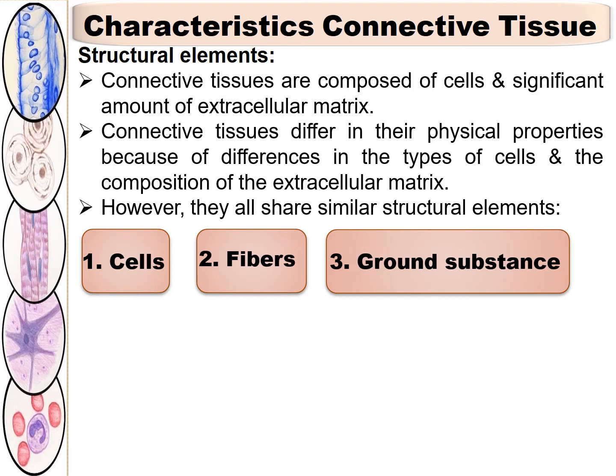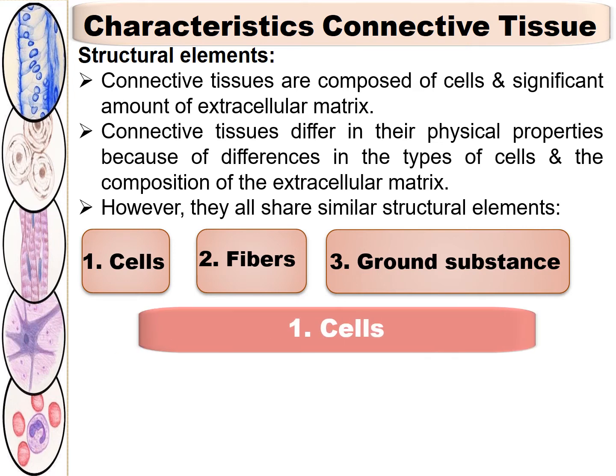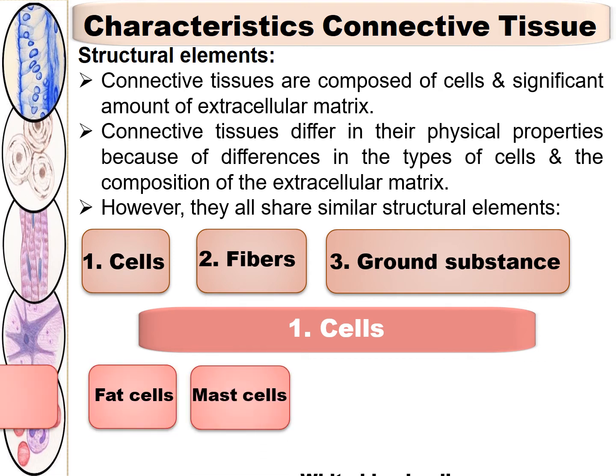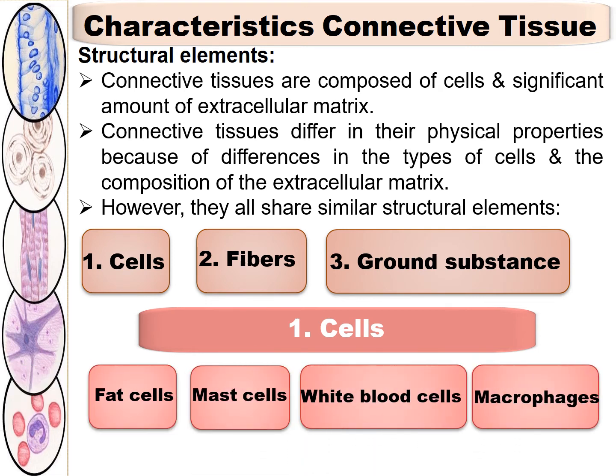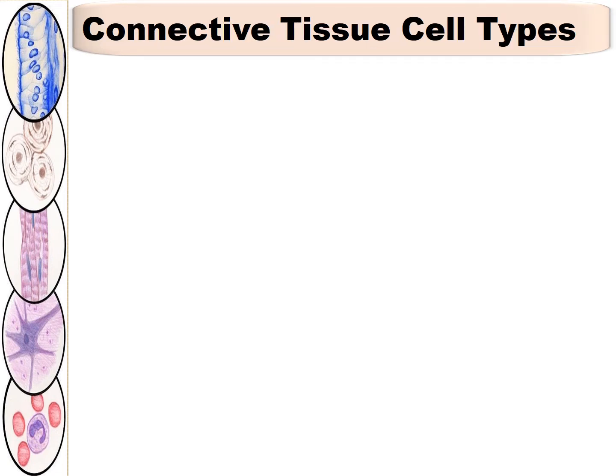Start with the first element of connective tissue, that is the cell. The following types of cells are found in connective tissue: fat cells, mast cells, white blood cells, and macrophages. So, one of the structural elements is the cell. Let's learn about the functions of these cells one by one with the help of these 3D diagrams.